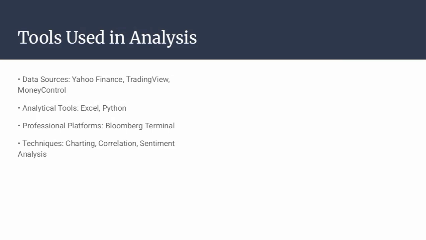Looking forward, the future of stock market analysis lies in technology. Artificial intelligence and machine learning are being used to predict trends more accurately. Sentiment analysis from social media platforms like Twitter helps understand public opinion. Robo advisors are becoming popular for automatic investment management, and there is a rising focus on sustainable investing, considering environmental and social impacts, also known as ESG investing.